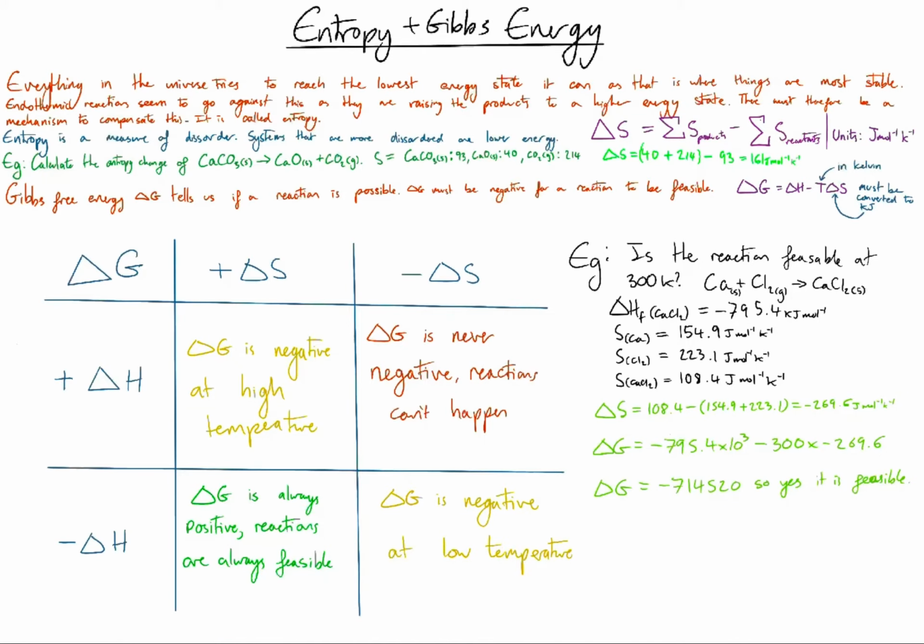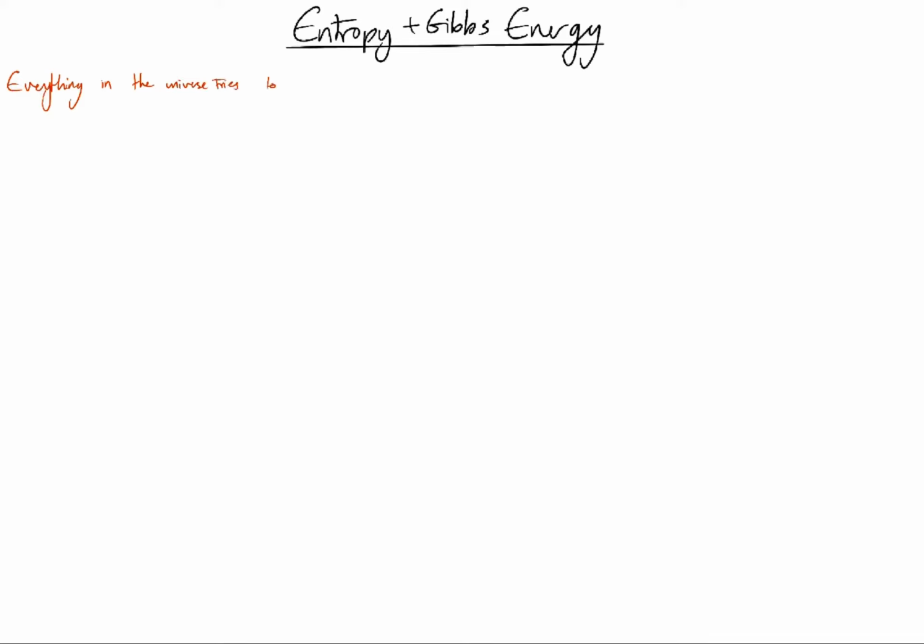Today, entropy and Gibbs free energy. Everything in the universe is constantly trying to reach the lowest energy state it possibly can, because that's where it's most stable. Endothermic reactions seem to go against this, as they are raising the products to a higher energy state than the reactants. There must therefore be some sort of mechanism to compensate for this. This is called entropy. Entropy is a measure of disorder of systems.